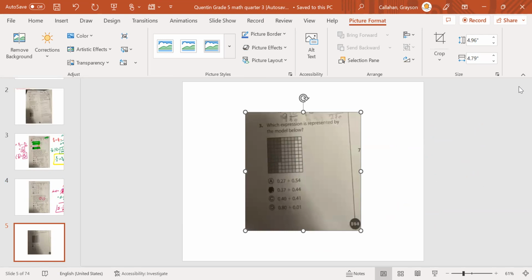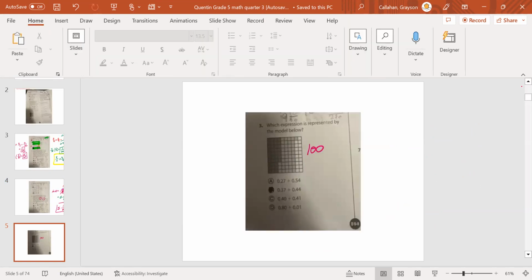Okay, so this is 100. Do you see how there's 100 pieces there? Okay, so in the blue, there's 10, 20, 30, 37. So this is 37, right? 0.37. This part right here is going to be 10, 20, 30, 40, 43, 44. And that's what you have. So that looks good. Okay. Good job. Read number 4, please.